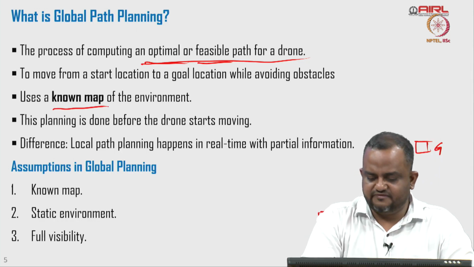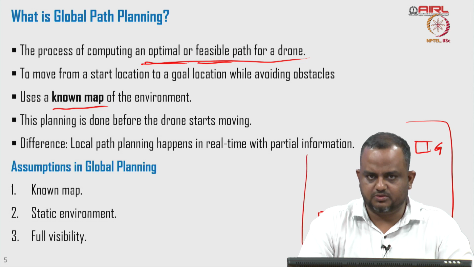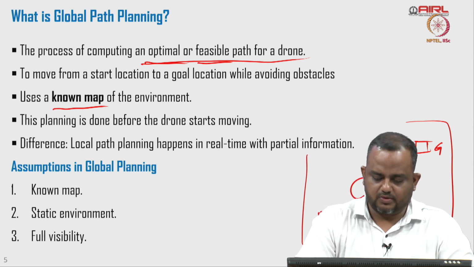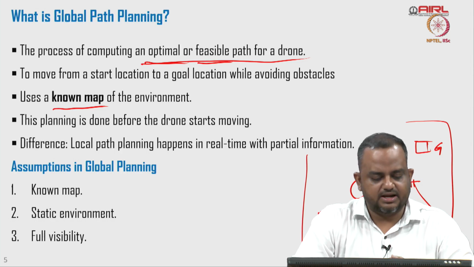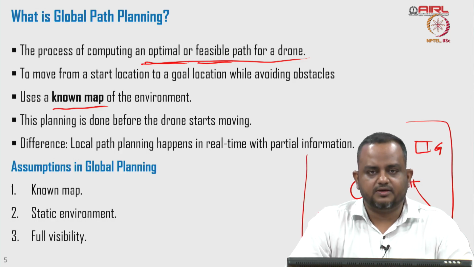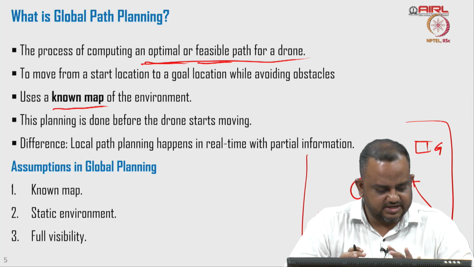That means, if this is the environment and we need to move from the source to goal location, we should know the environment properly with a map, so that we know where the obstacles are, where the buildings are, where the electric poles are. Those things are important, and accordingly it should be taken into consideration while designing the path planning algorithm.